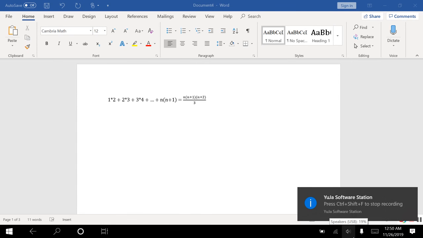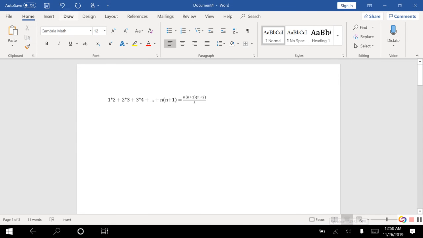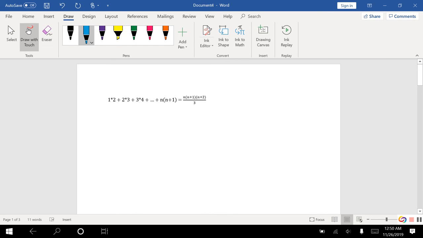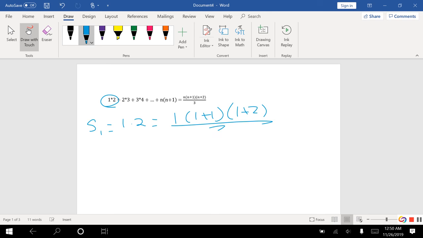I want to do a proof by mathematical induction for you. So we're always going to start by trying to just prove S1. So I'm going to take the first term, which right here is 1 times 2. And if I put in n equals 1, hopefully this is true. So 1 times (1 plus 1) times (1 plus 2) over 3 equals 2.